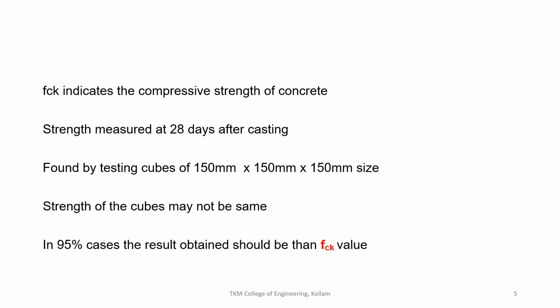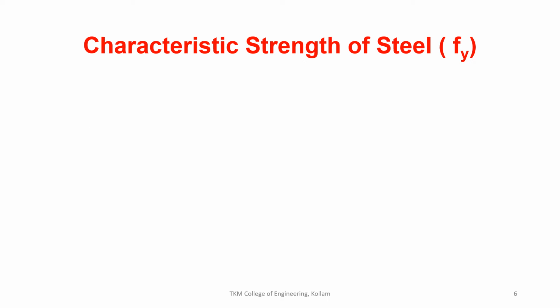In 95% of cases, the result obtained, fc, should be greater than the fck value. Then I could say that the characteristic strength of the concrete is that much, fck. Similar to the characteristic strength of concrete, there is characteristic strength for steel also.